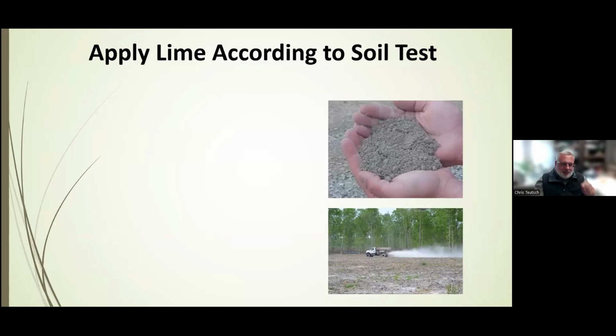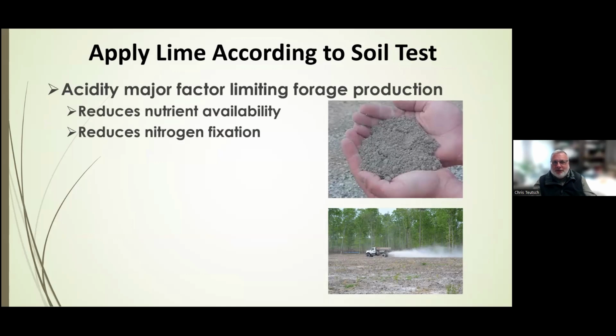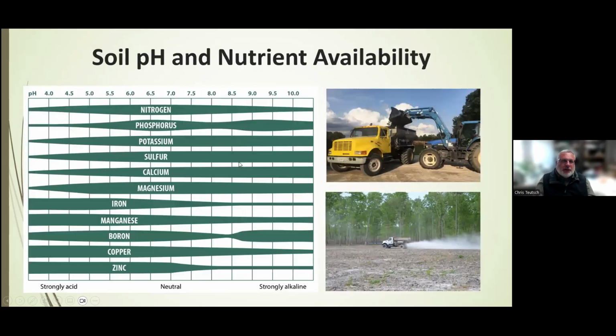I want to talk a little bit about lime. Soil acidity is still a major factor limiting forage production, not just in Kentucky, but the whole southeastern United States. Generally, when we don't do anything with the soil, soil acidity tends to increase, or our soil pH tends to go down. And low soil pH in our pastures reduces nutrient availability of all the nutrients in the soil, and it also reduces nitrogen fixation in legumes.